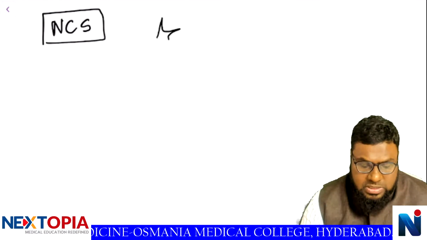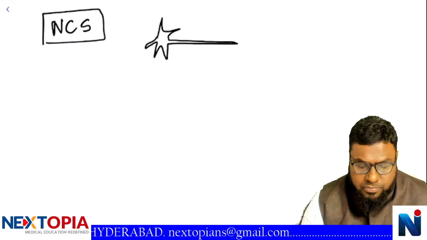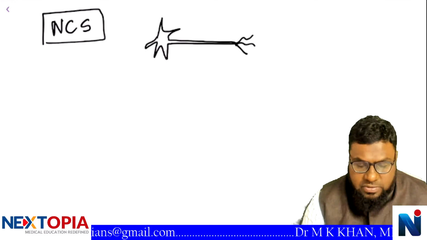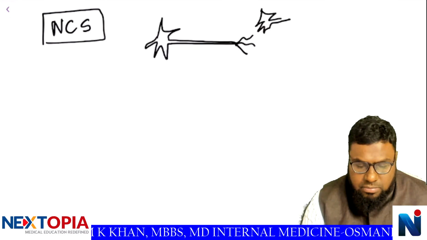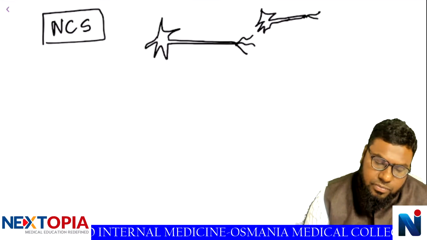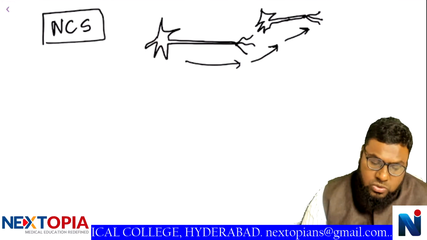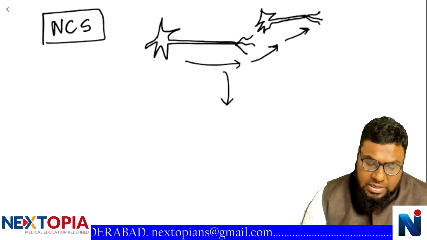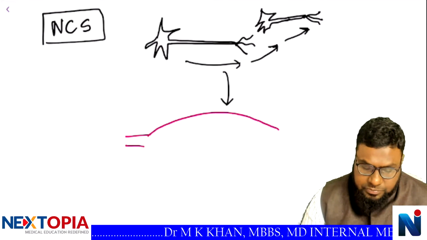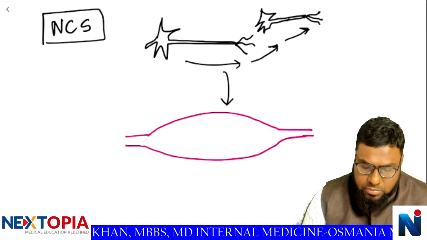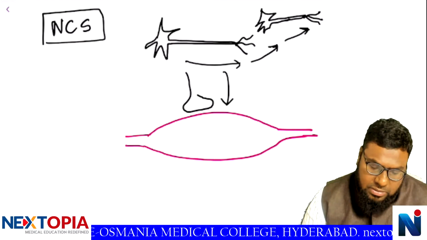So suppose this is the neuron, it communicates with another neuron like this. In this direction, the nerve stimulus passes. After this, what will happen? These dendrites will come and attach to the muscle. So suppose this is the muscle belly. The dendrites will come and attach to the muscle belly like this.